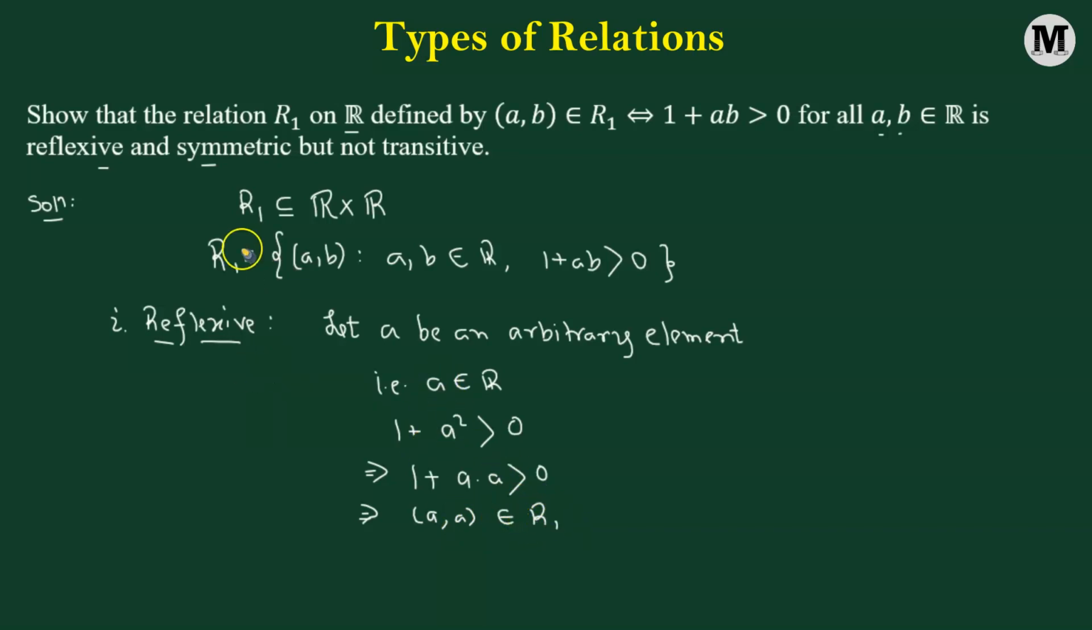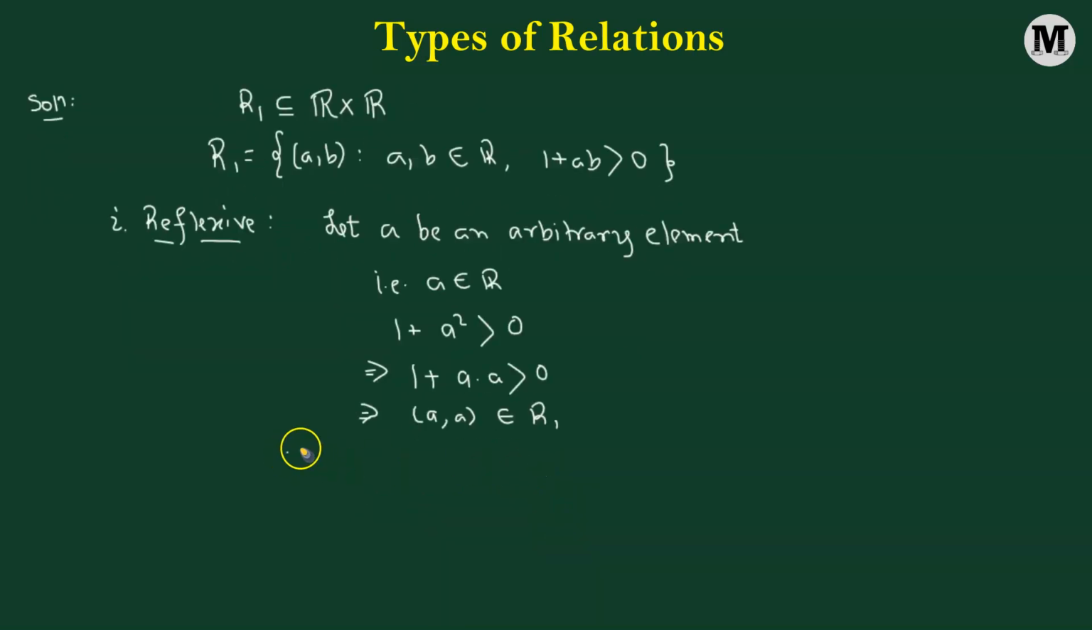Now that's the definition of R1. R1 is the set of ordered pairs (A, B). If we replace B with A, then what we get is 1 plus A squared greater than 0. Here we know for a fact that 1 plus A squared is indeed greater than 0, and we are able to show that the ordered pair (A, A) belongs to R1. This is the condition for reflexivity. So the relation R1 is indeed reflexive. It is a reflexive relation on the set of real numbers R. Okay, so R1 is a reflexive relation.